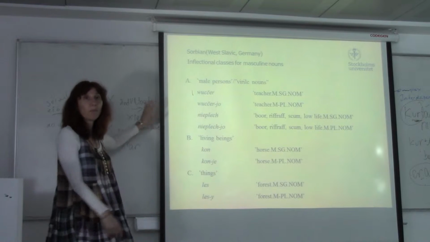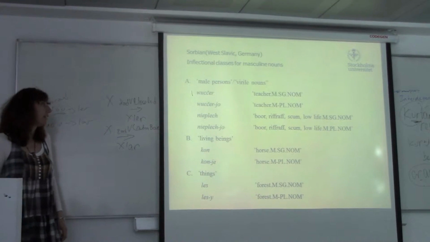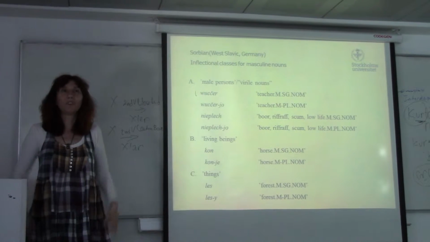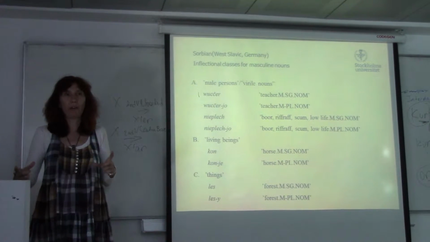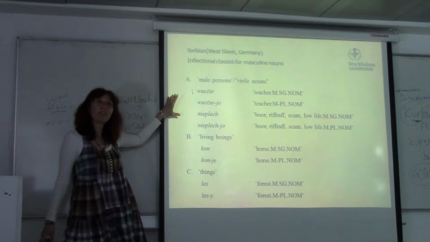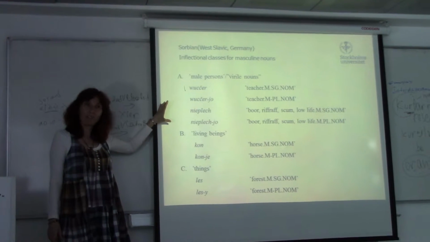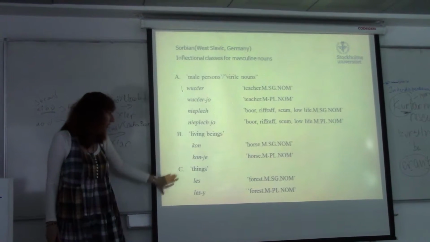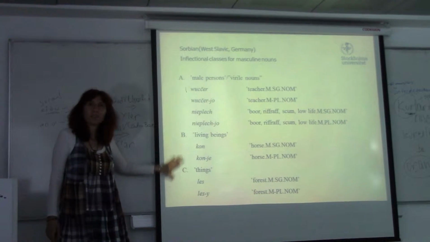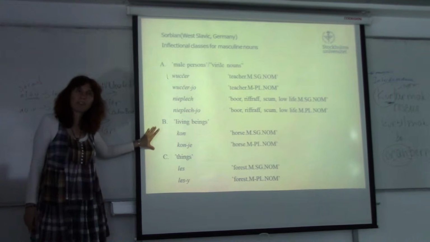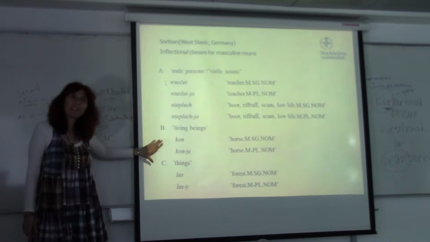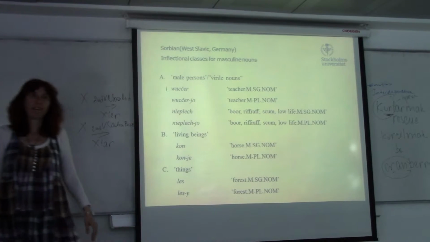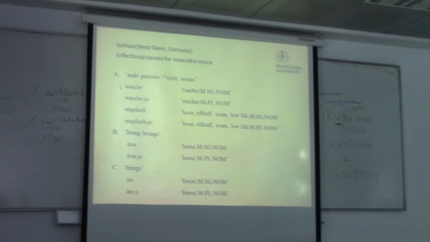The Sorbian people put males and low-life things into one and the same category. But that's very specific for an inflectional class. So that's not general at all. Now, living beings and things, they come to be sort of more general, but they're still very specific. So even things that are thought of as inflectional may have very specific senses associated with them.